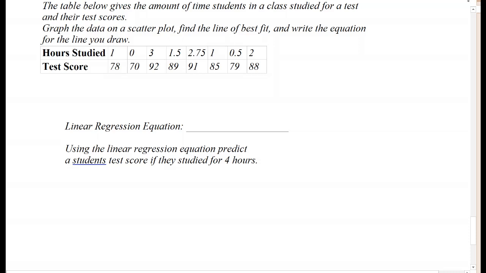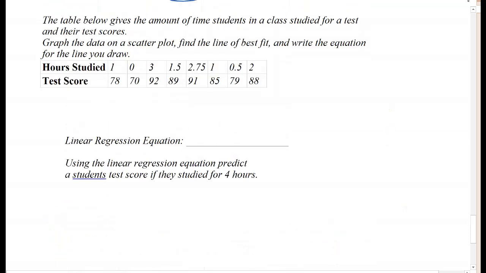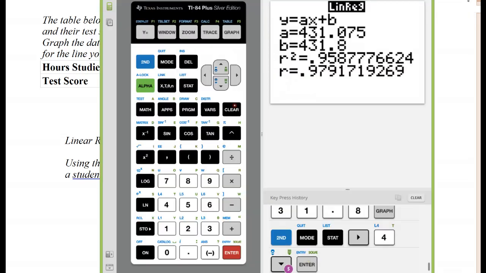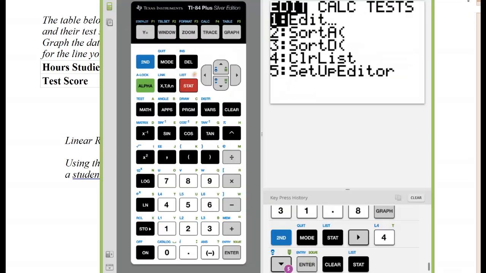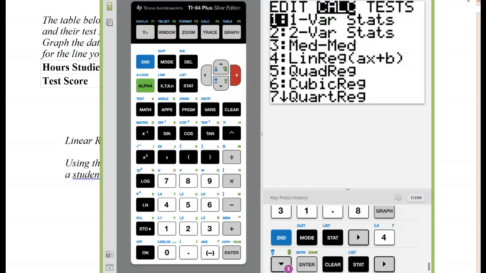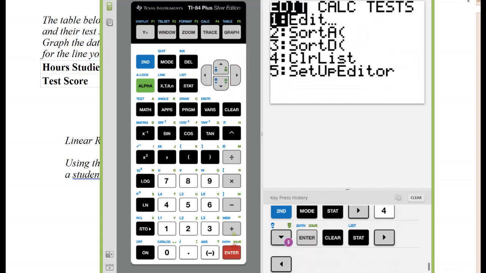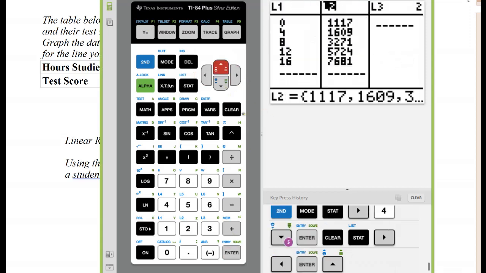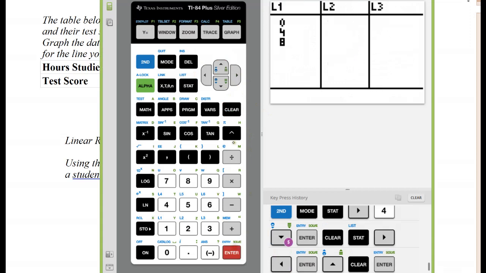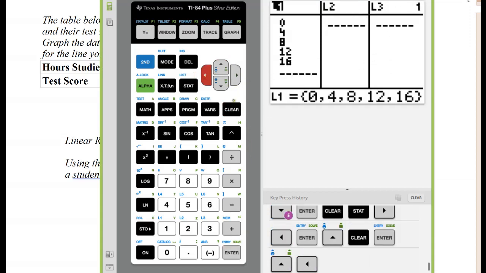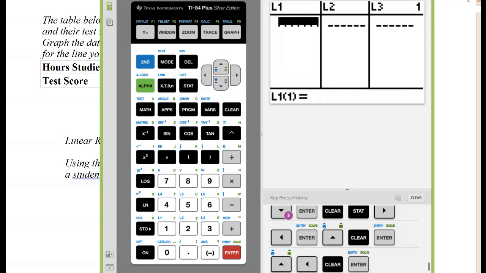So this is going to be a lot like the first example. Again, this is the last one. We're going to walk you through everything one more time, and then you have one to do on your own. First thing we do is go into the stat plot. We're going to plug that in list 1, list 2. So I'm going to clear out what I have in there. Go to stat, edit, clear out my list, and then plug in my new values.